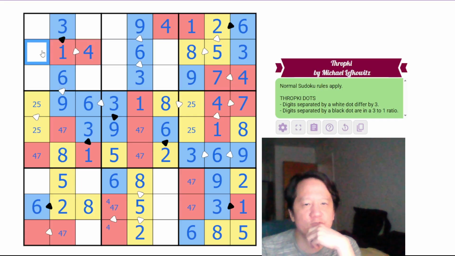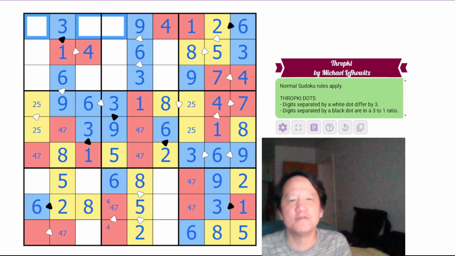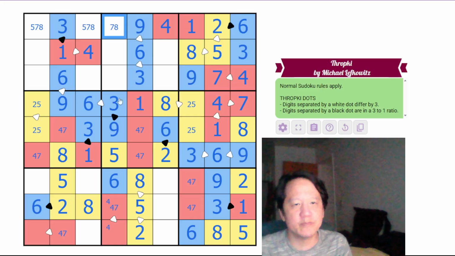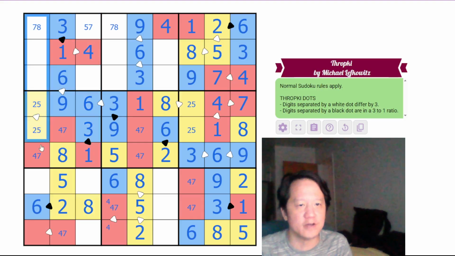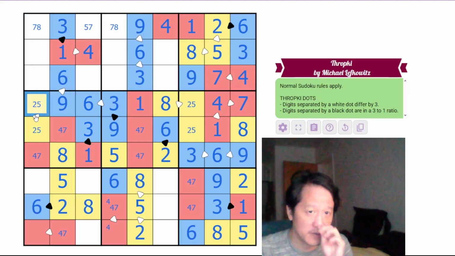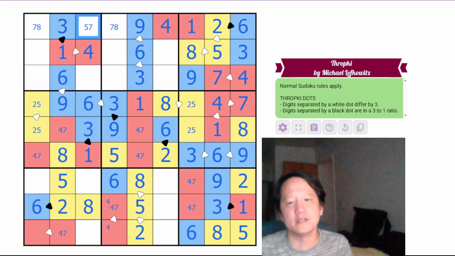Remaining digits of row 2. Actually, let's do remaining digits of row 1. We have 5, 7, and 8. Okay. This can't be 5 because of 5 in the column. This can't be 8 because of 8 in the column. This can't be 5 because of 5 in the 2-5 pair in the column. So we have a 7-8 pair in row 1, which eliminates 7 and 8 in the rest of the row. So this is 5 and is yellow.